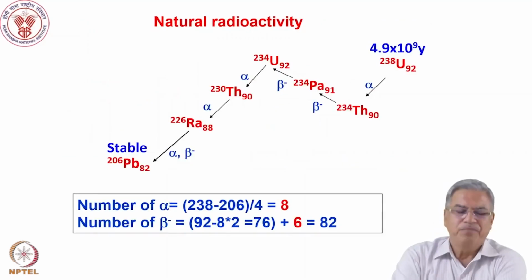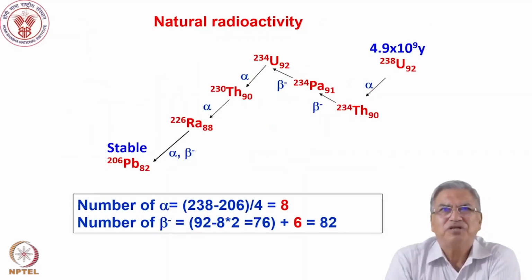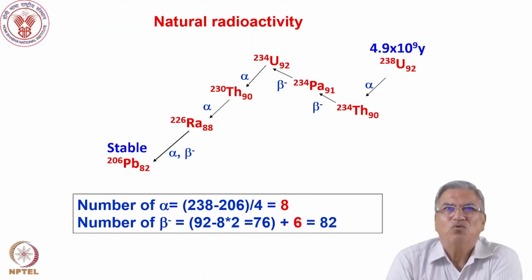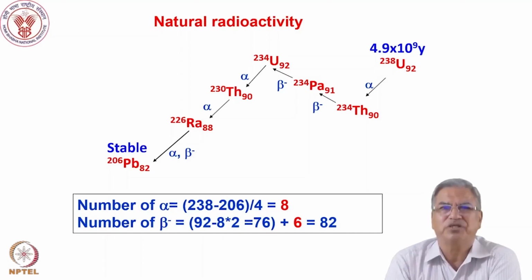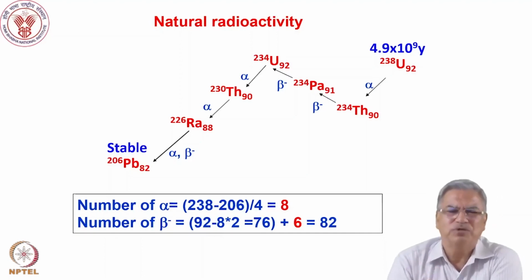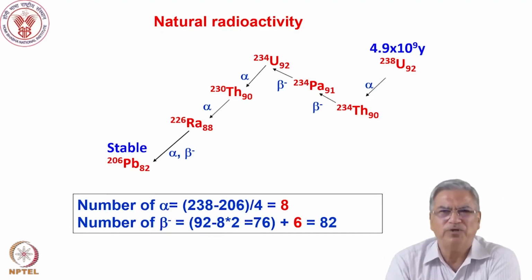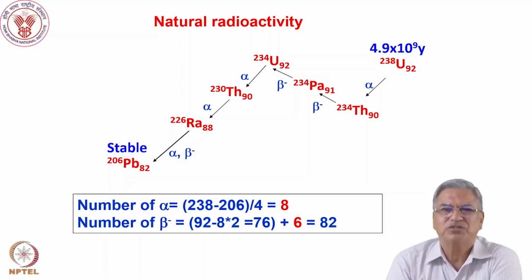Now I come to what is natural radioactivity. When you say natural radioactivity, it means a radioactive isotope is present in nature, in Earth's crust. Now, you know that the Earth was formed around 5 billion years ago. If there were some radioactive isotopes formed at that time, then they are decaying, but they are still present because of their long half-life.